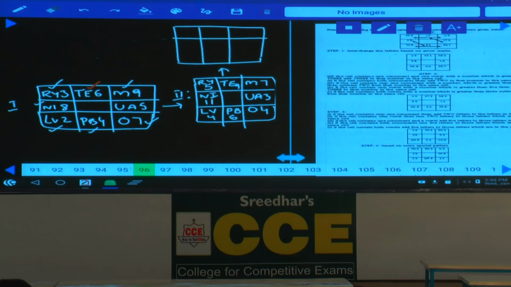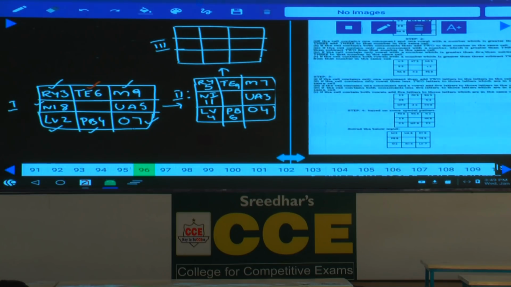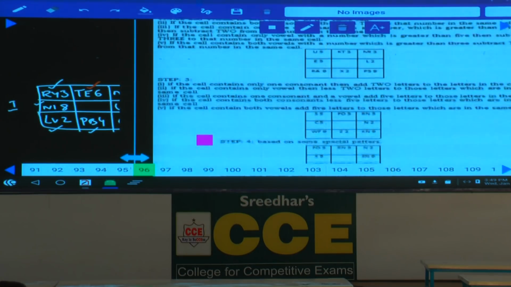Now, step 2 to step 3, again some conditions were given. Now, this is step 3. Tell me what is the logic here. Again for step 3, how many conditions were given? Again some 5 conditions were there. What are the conditions here?